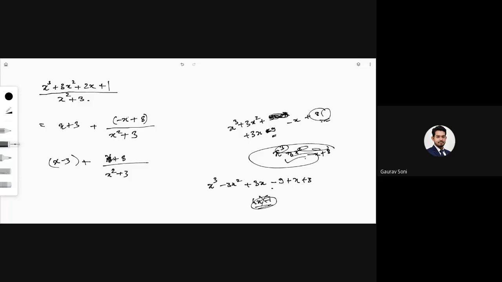Ritika, there is a small mistake in this. Probably this is minus 8, I guess. Yes, sir. Minus x minus 8. Yes, now it is correct. Minus x minus 8 is correct.